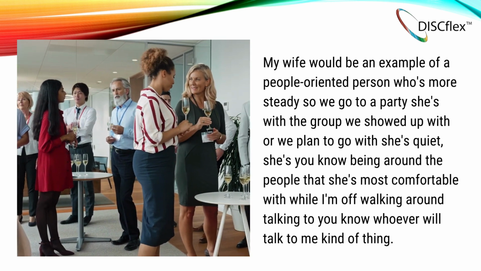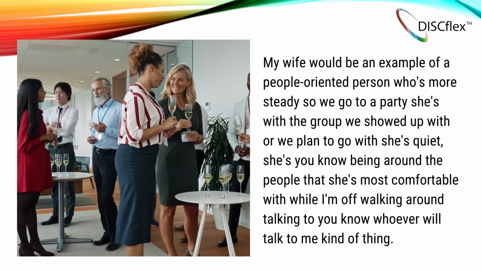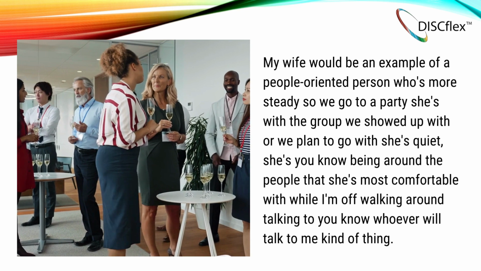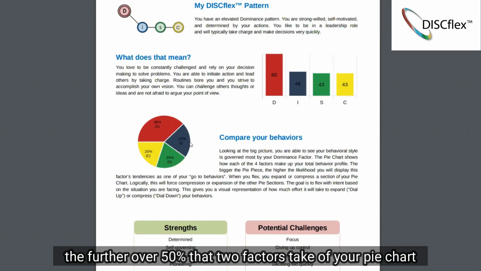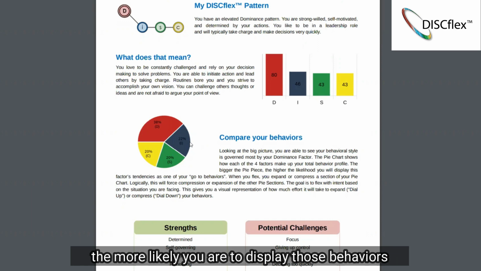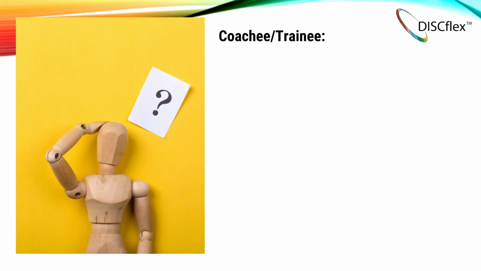She's being around the people that she's most comfortable with, while I'm off walking around talking to whoever will talk to me, kind of thing. The further over 50% that two factors take of your pie chart, the more likely you are to display those behaviors. Question from my side.